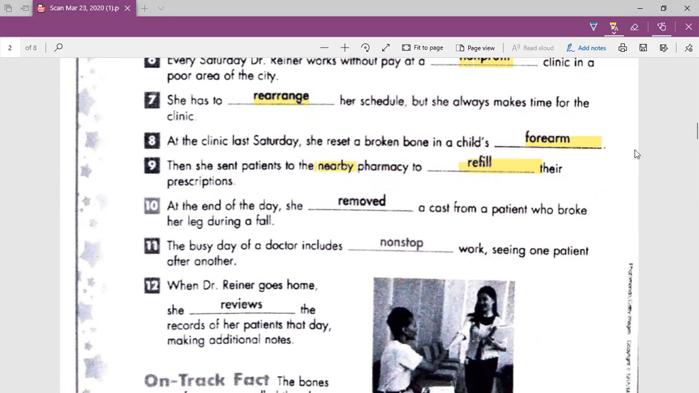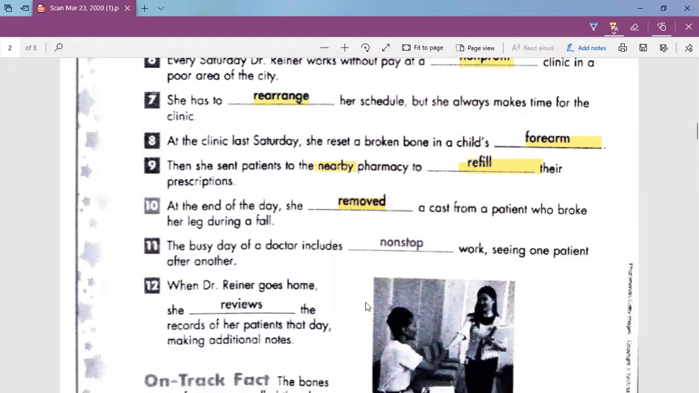Angelica. All right, let me see who else is raising their hands. All right, Harold, go ahead. "At the end of the day, she removed a cat from a patient who broke her leg during a fall." Thank you very much. So the word is removed.